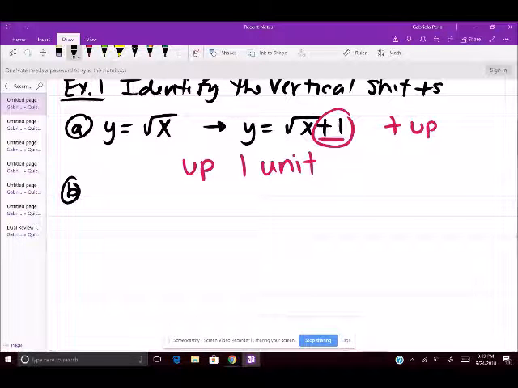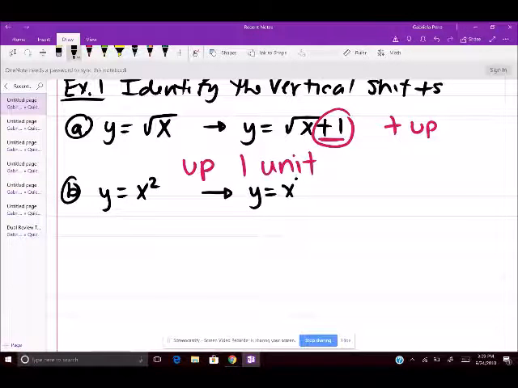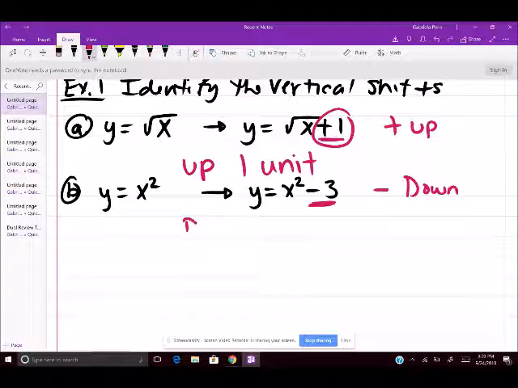So for B, let's say the original function you get is y equals x squared. And then they want you to change this one to y equals x squared minus 3. Once again, we look at this. When you see a minus, because it is not grouped in parentheses, it means that it moves down. So my answer for this one would be down 3 units.